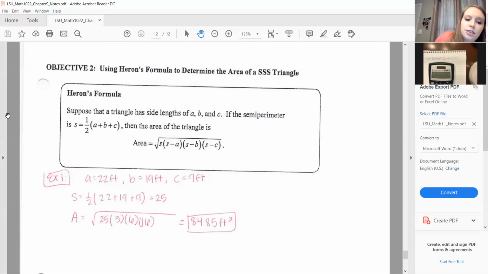Okay. So here's just an example. A is 22, B is 19, C is 9. So I add all those up and take half of it, and I got 25. So you do 25, that's just S. Then you do 25 minus 22 is 3. 25 minus 19 is 6. 25 minus 9 is 16. So 25 times 3 times 6 times 16, but then you take the square root of all that, and I got 84.85. So you have several questions that are like that, and those are really easy. I actually prefer this one over the area formula.